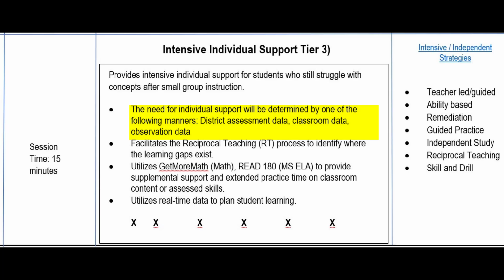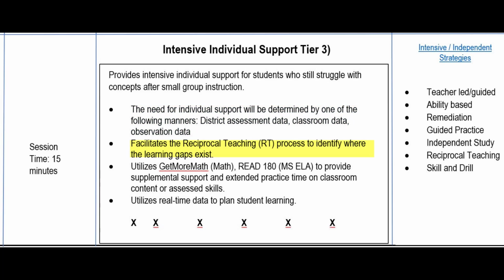Meaning, the teacher can identify the student gap in learning through the district data such as FastBridge or Horizons, the classroom data, which could be assignments, tests, or quizzes, exit tickets or bell ringers, or observational data, just observing the student in class and identifying that there's a disconnect in the content.